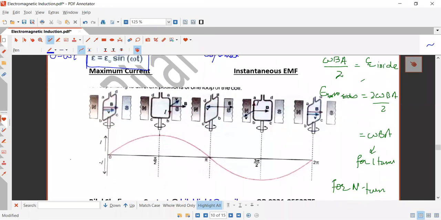And these are the diagrams that you already know. At time t equals 0, this is going to be the position of the coil, so the current is 0. Then at time t equals T by 4, this is how the coil is going to look, and the EMF is maximum. And this is at t equals T by 2, and this is t equals 3T by 4. And this is t equals 2, capital T, the complete time period, right? So that's the graphical representation of the alternating current produced by the AC generator.